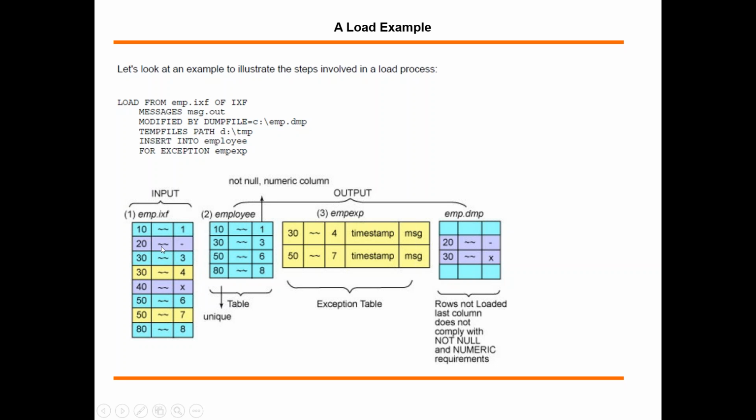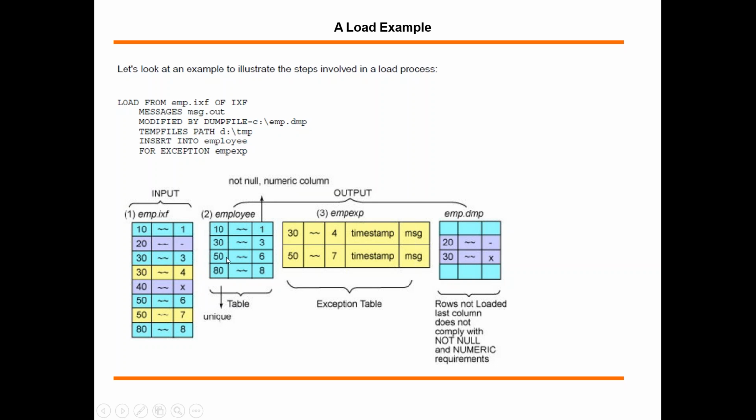When there is bad data which is violating the table definition itself, for example, inserting a character column into a numeric column, that is a table data violation. Data type violations will be written into a dump file. It's a flat file. But the rest of the data is loaded in the table.